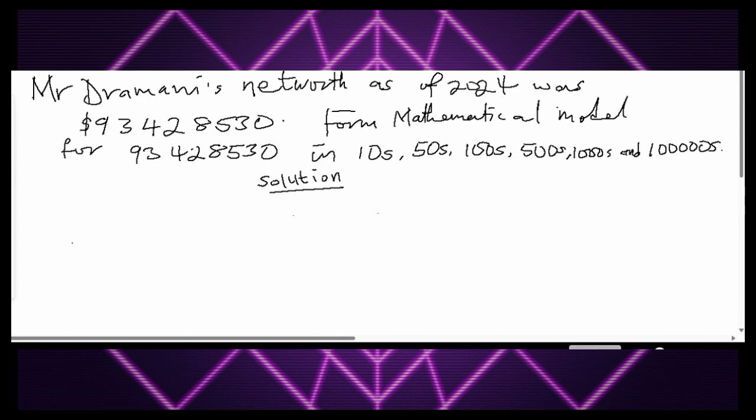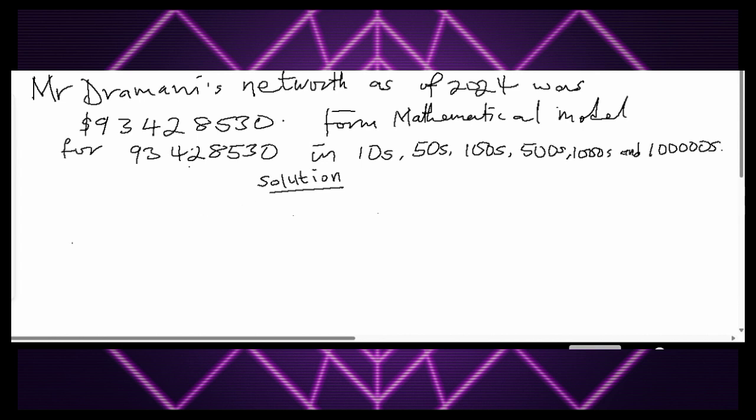Let us take an example to demonstrate what I'm talking about. Mr. Dramani's net worth as of 2024 was $93,428,530. Form a mathematical model for $93,428,530 in tens, fifties, hundreds, 500s, thousands, and 100,000s, right? To model this figure, we have many ways of doing this, but we're going to look at one of the easier ways.